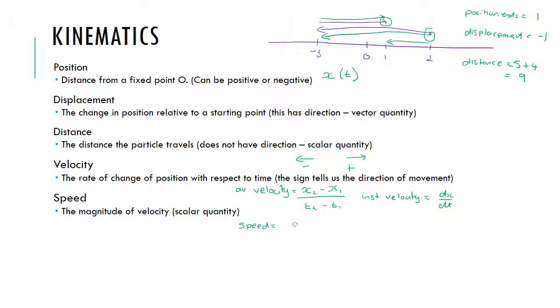Speed is different. Our speed formula is the total distance divided by time. When we work out velocity, we could get a negative or a positive velocity, which tells us if we've been moving to the left or the right. But when we work out speed, we only ever get a positive value. Finally, acceleration. We get acceleration by differentiating velocity.